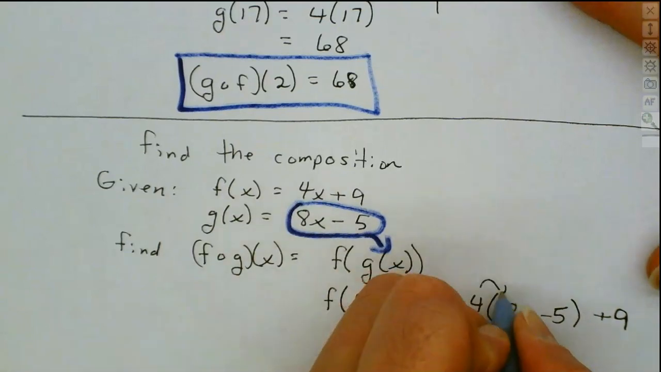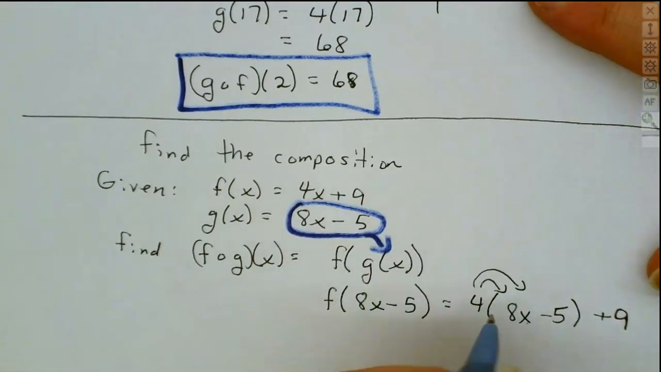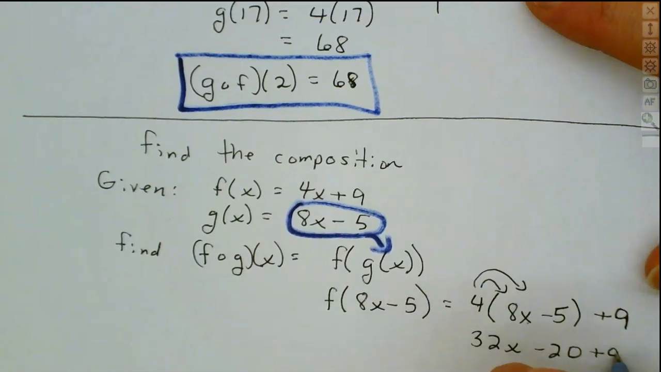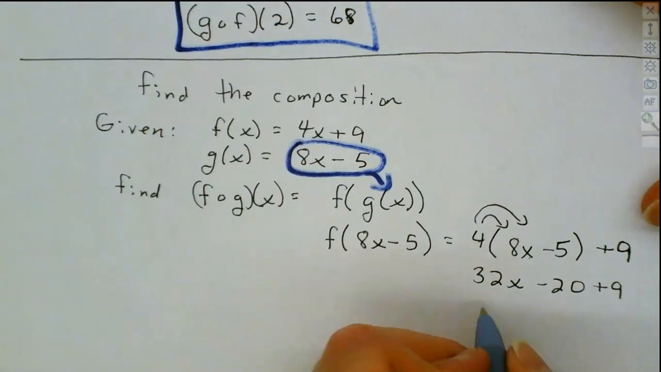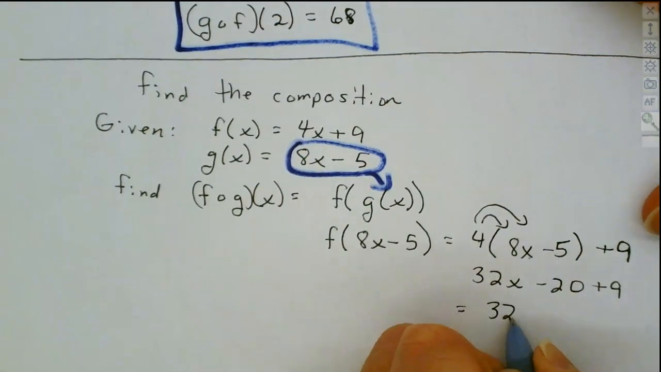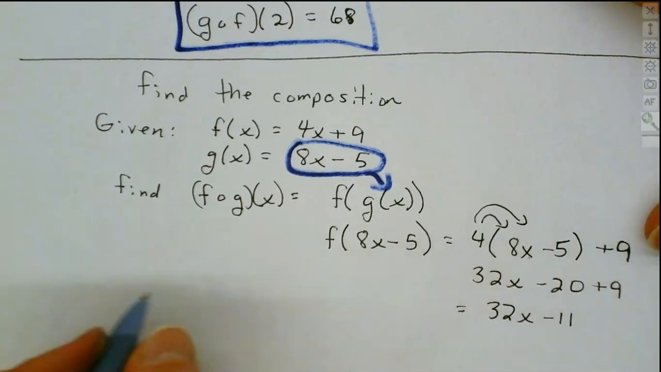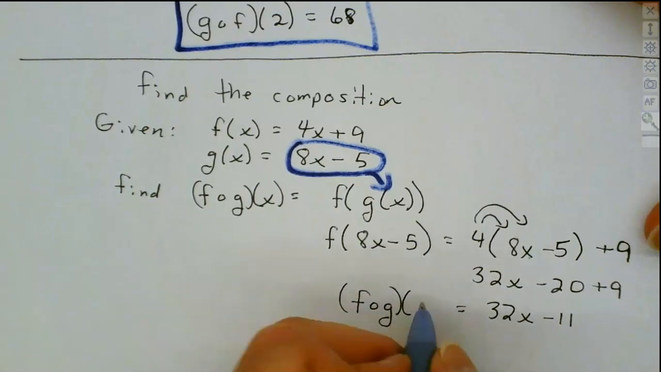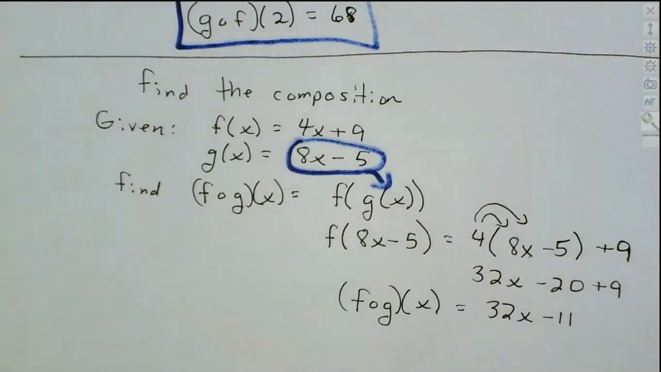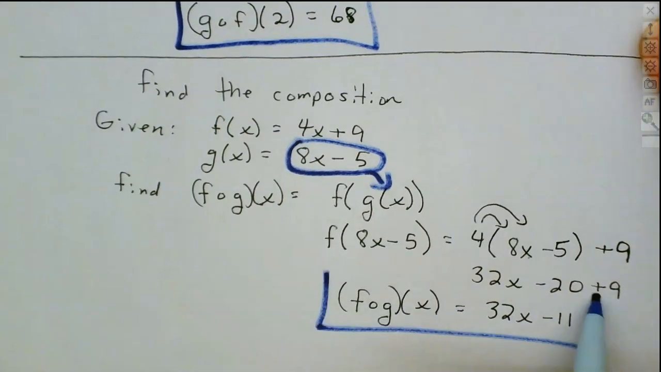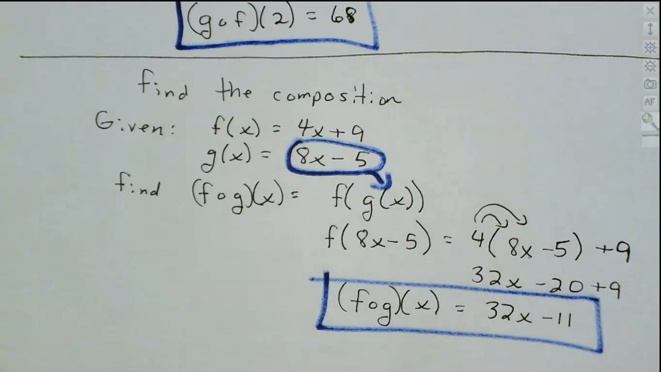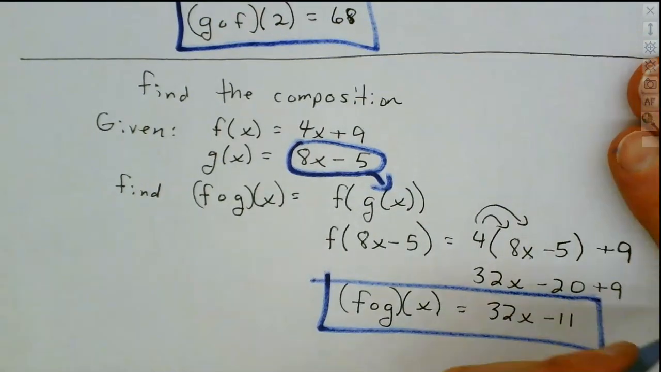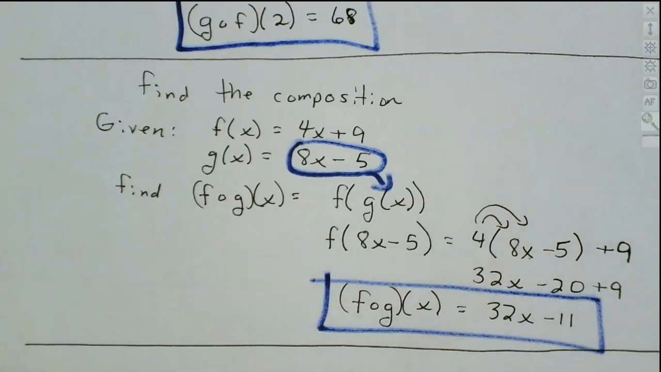Now we can finish it. So distribute your 4 through. So 4 times 8, that makes it a 32x. 4 times a negative 5, that's a minus 20, plus 9. And that leaves us now with 32x minus 11. And what is that? That is f composed with g of x. Variable in, variable out. Let's do another one.